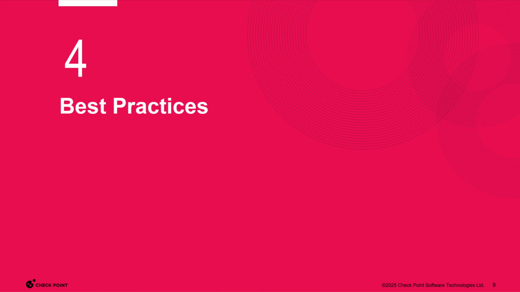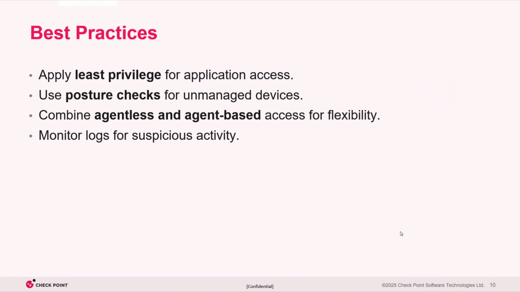Now let's look at the best practices. When configuring application access, always apply the principle of least privilege. Grant users access only to the applications they need. Use posture checks for unmanaged devices to ensure compliance before granting access. Combine agentless and agent-based access for flexibility, so you can support both corporate and BYOD environments. And don't forget to monitor logs regularly. This is to detect any suspicious activity.